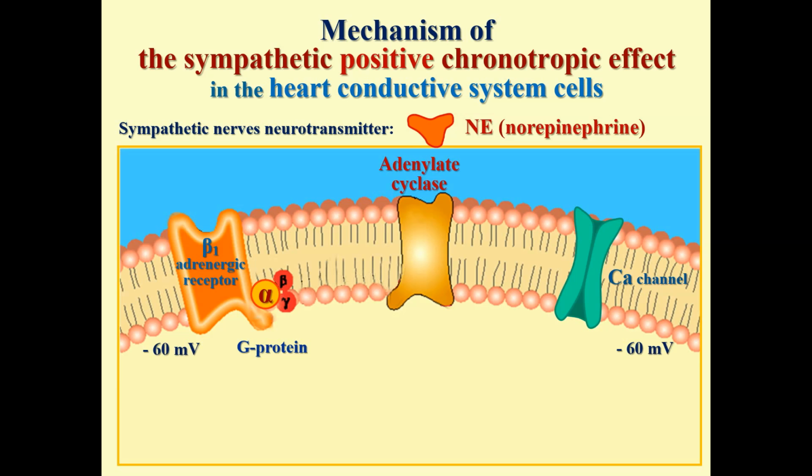And negative charge inside is -60. Calcium ions concentration is much higher outside. And we can start. Norepinephrine comes and binds to beta-1 adrenergic receptors. It comes from the ends, from the postganglionic fibers of the sympathetic nerves. When it binds, it immediately changes conformation of the receptor so that the alpha subunit becomes activated.